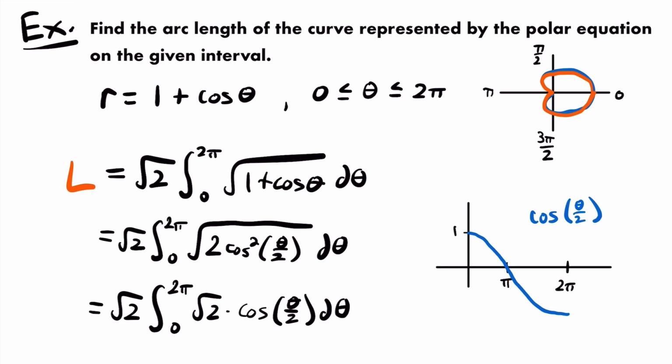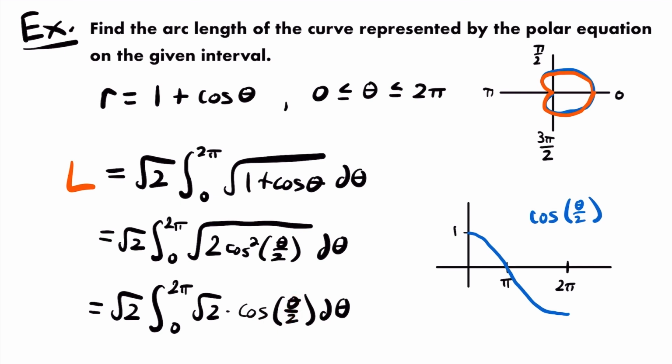Since we know that cosine of theta divided by 2 is positive between 0 and pi, we can change our bounds of integration to be from 0 to pi and then make use of symmetry. Because if you look at our graph here, this cardioid is symmetric about the polar axis. So what we can do is calculate the arc length from an angle of 0 to an angle of pi, and then just double that arc length, multiply it by 2. All right, and by doing that, we will then be integrating between 0 and pi, which would be values of theta for which cosine of theta divided by 2 is positive.